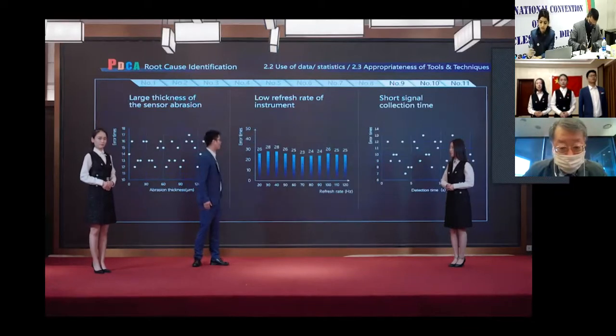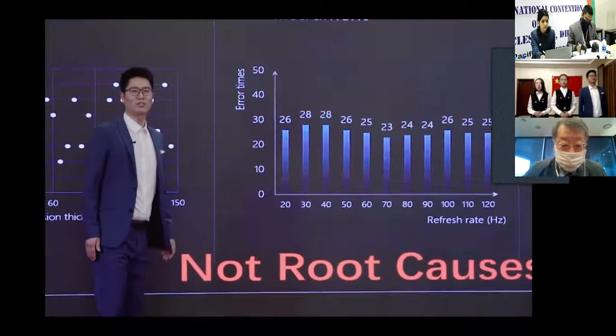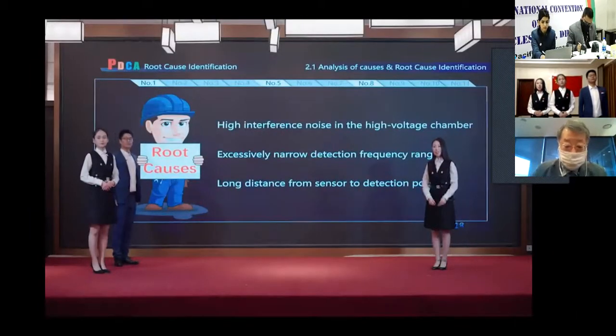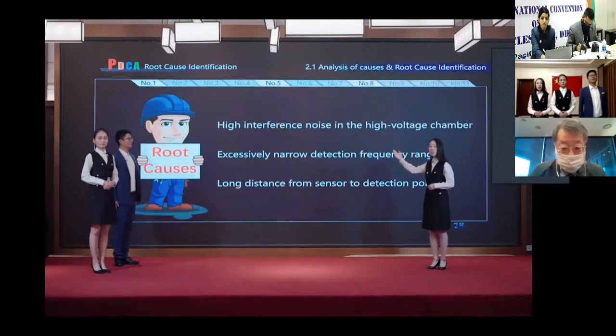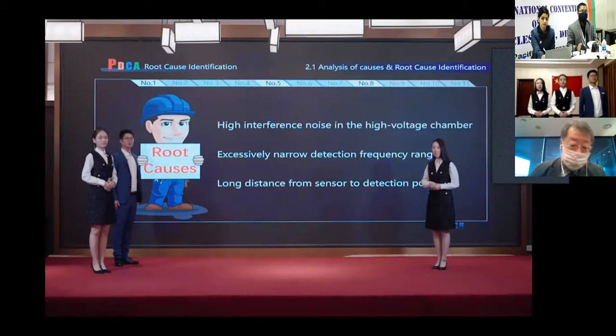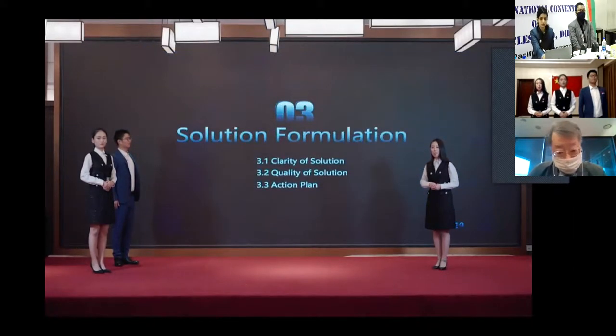From scatter diagrams and bar graph, we found they all have less impact on the cracks, so they are not root causes. Finally, we found out 3 root causes, including high interference noise in the high voltage chamber, excessively narrow detection frequency range, and the long distance from sensor to detection point. Then the third part, solution formulation.